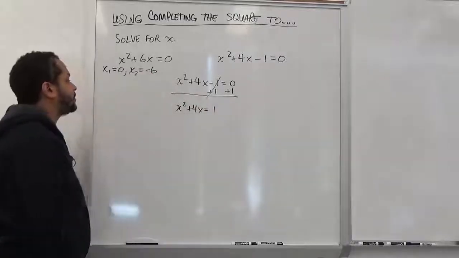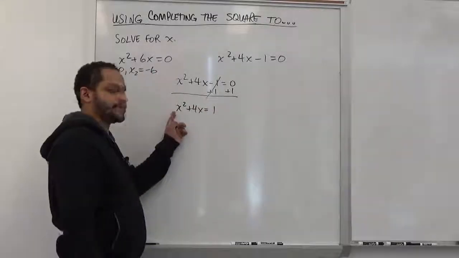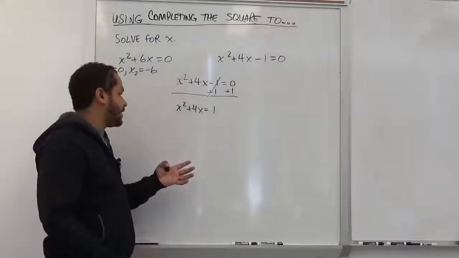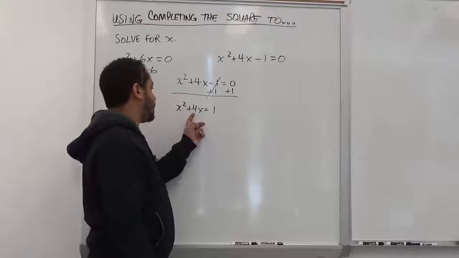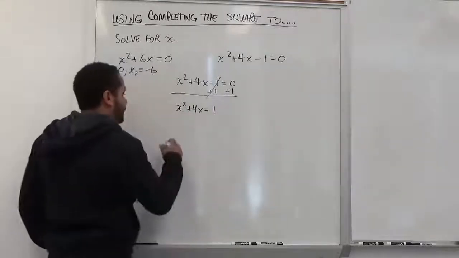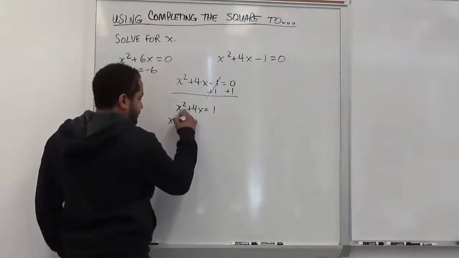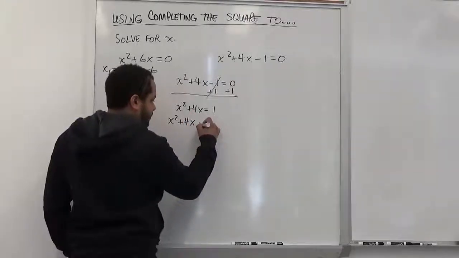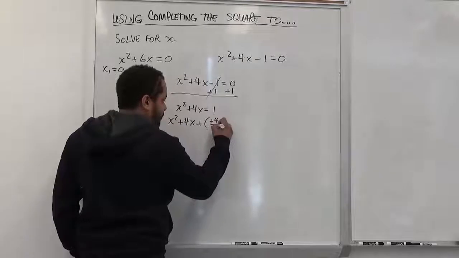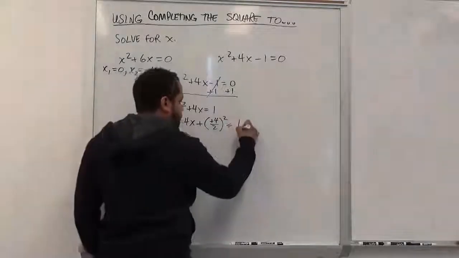And again, we're going to complete the square by first determining if there's a coefficient. In this case, there is none again. Makes our life a lot easier. And we're going to take half the middle term and add it to both sides of the equation. The middle term in this case is positive 4x. So we're going to add a positive 4 divided by 2, squared, to both sides.